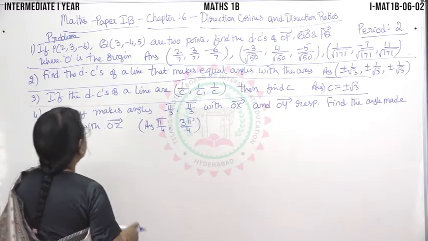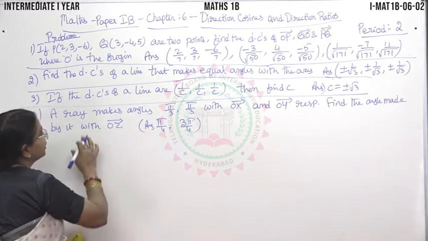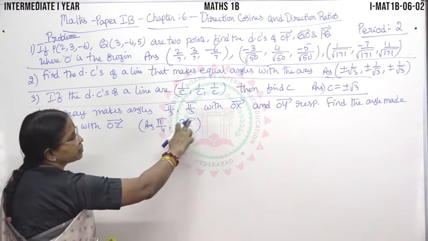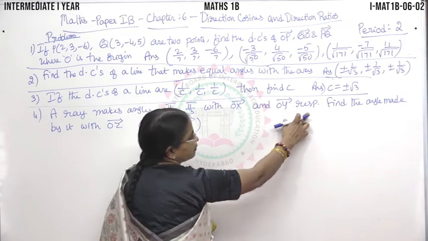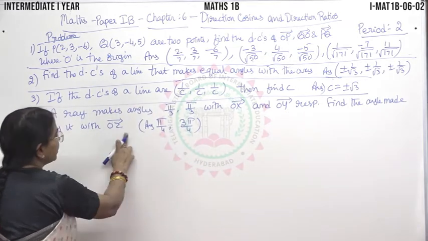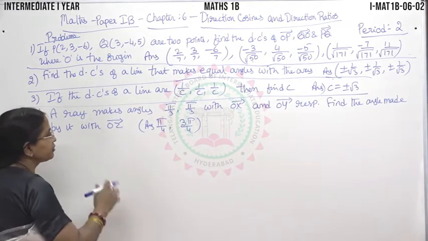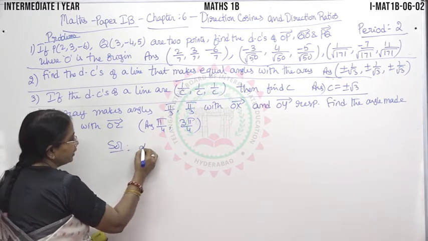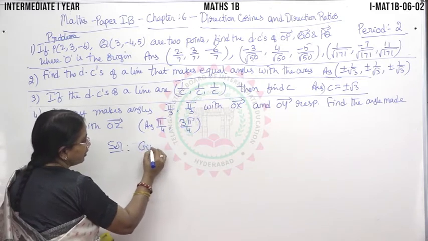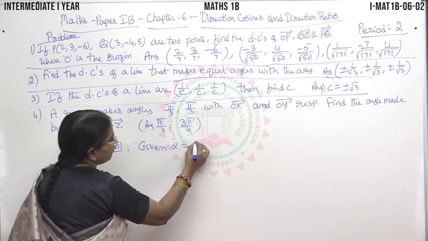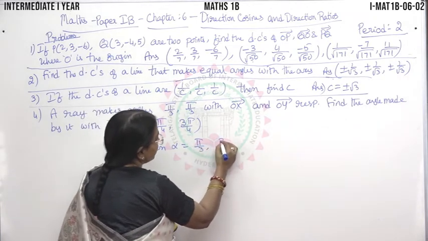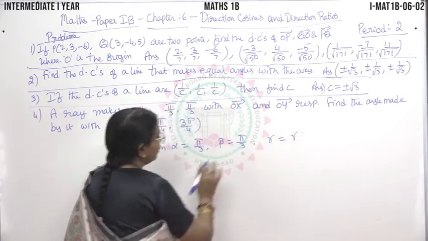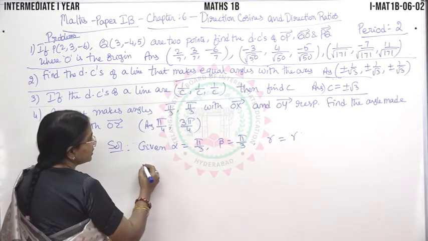Okay. Now, first we'll do the fourth problem. A ray makes angles pi by 3 with the positive directions of OX and OY respectively. Find the angle made by it with OZ. That means we must find gamma. So, in the solution, what is given? In our notation, alpha is pi by 3 and beta is pi by 3. Gamma is gamma only.